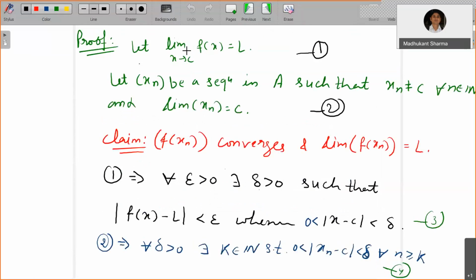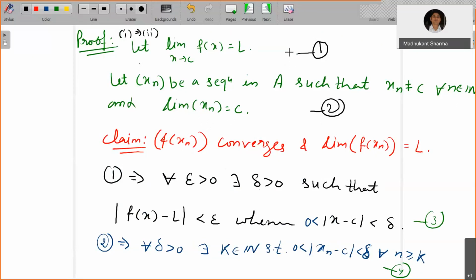So let the limit as x tends to c of f of x equal L exist. We are going to show 1 implies 2 first, then we will show 2 implies 1. Let's call this equation number 1. Now let's assume that xn is a sequence in A such that each xn is distinct from c for every n, and the limit of xn equals c. Then our claim is that f of xn converges and the limit of f of xn is equal to L.